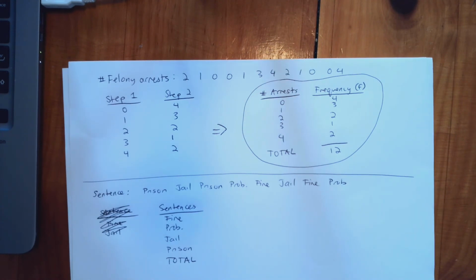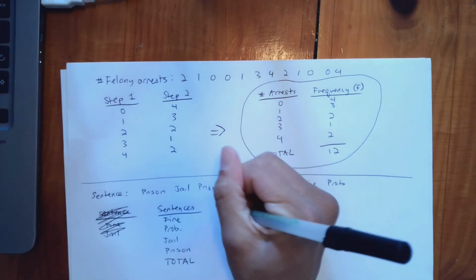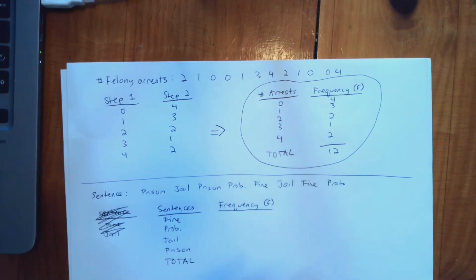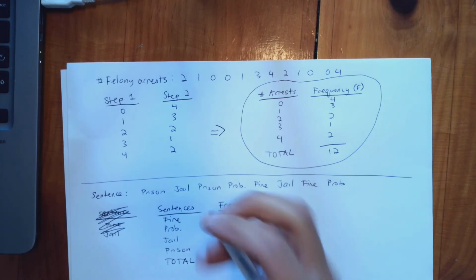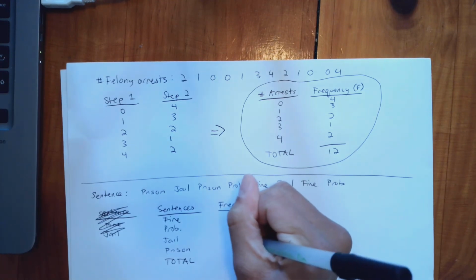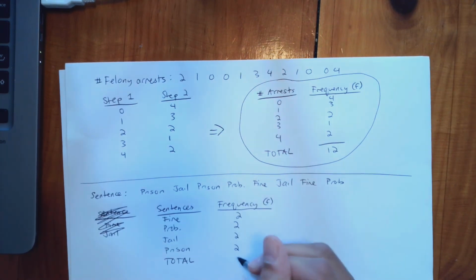Step 2 will be to count out the frequency with which each of these different possible sentences appears in our data. So we'll label our second column frequency, which we can also call F, and then count up the number of times we see these different observations. So how many times do we see a fine in this sample? 1, 2. How many times do we see probation in this sample? 1, 2. How many times do we see jail in this sample? 1, 2. And then finally, how many times do we see prison in this sample? 1, 2. So in this case, we have the same frequency for each of these observations, and we would show it in the table like this.